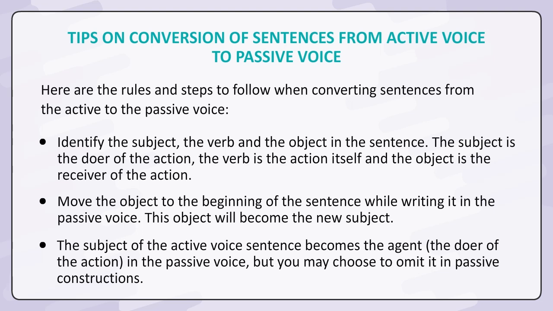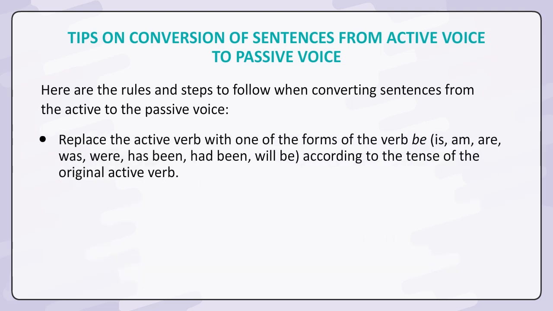The subject of the active voice sentence becomes the agent, the doer of the action, in the passive voice, but you may choose to omit it in passive constructions. Replace the active verb with one of the forms of the verb be: is, am, are, was, were, has been, had been, will be, according to the tense of the original active verb. Use the past participle form of the main verb.